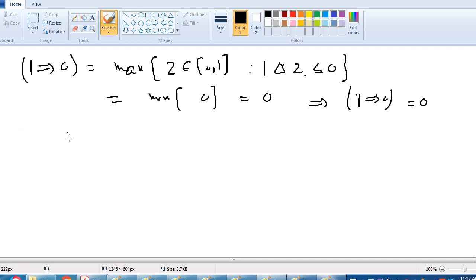Similarly, now we apply 0 implication to 0. Now we see what the answer is. Again, we apply the same formula of R implication.